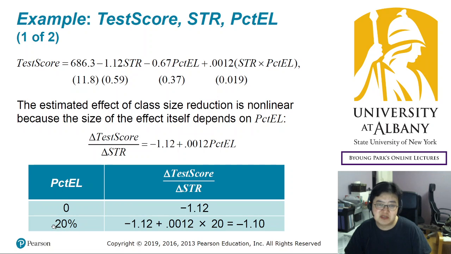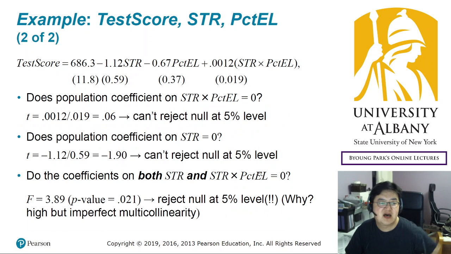So think about 20%. Suppose that there are 20% of students who need to learn English. Then the effect of student to teacher ratio is minus, something is wrong. Oh yeah, it's right. So minus 1.10, which is too close to this case. So even if the percentage of English learners may have some impact, the size is pretty small in this case. So this is insignificant, and also this is insignificant. So both are insignificant. However, jointly they are significant. The joint p-value is 2%.